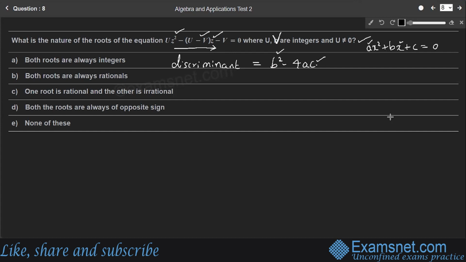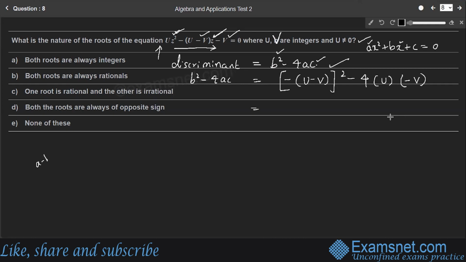So first we need to decide the discriminant, right? b square minus 4ac. In the given quadratic equation, what is b square minus 4ac? It is equal to the coefficient of x, the whole square. Here the variable is z, so its coefficient is minus u minus v. Its square gives b square, minus 4 times a, which is the coefficient of z square, that is u, into c, the last constant, which is minus v. So here, minus of u minus v whole square.